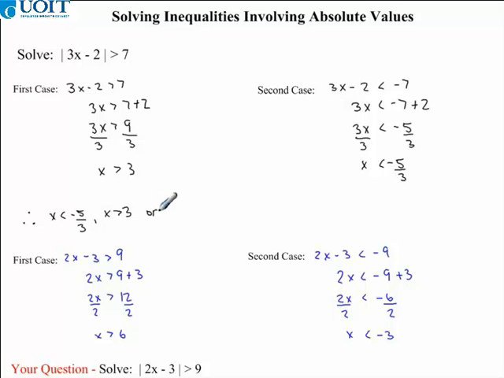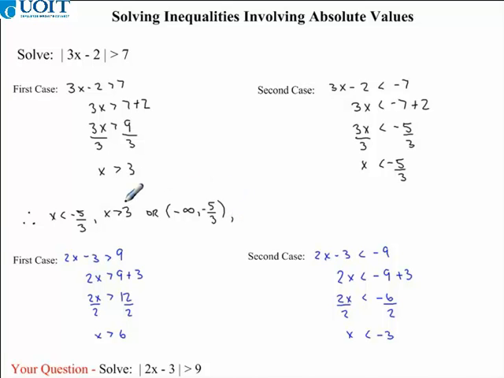So I'll write or. Now x can be anything less than minus 5 over 3. So it can go all the way as low as negative infinity. But it doesn't equal negative infinity, so I need round brackets to indicate this. And the first interval will go up to, but not including, negative 5 over 3. We'll have round brackets to indicate this.